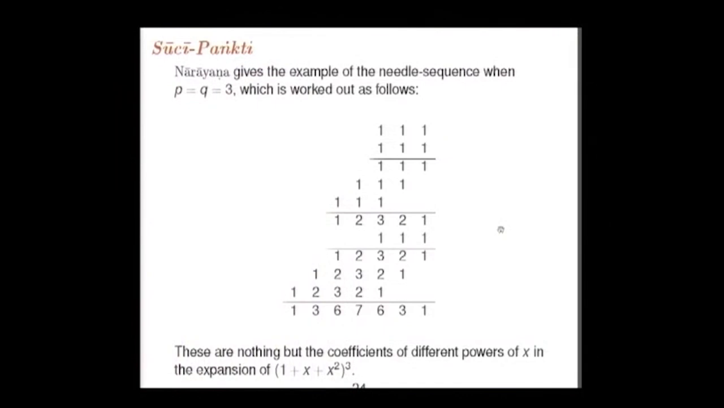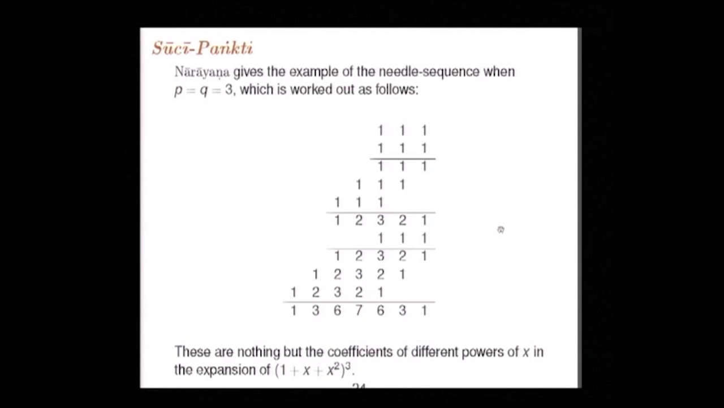So, P is equal to 3, Q is equal to 3. The Vaishleshiki Pankti is 1, 1, 1. So, first you multiply it by itself. When you multiply it by itself, you get this kind: 1, 1, 1, 1, 1, 1, and 1, 1, 1. So, you add this, you will get 1, 2, 3, 2, 1. So, this is the square of 1, 1, 1.